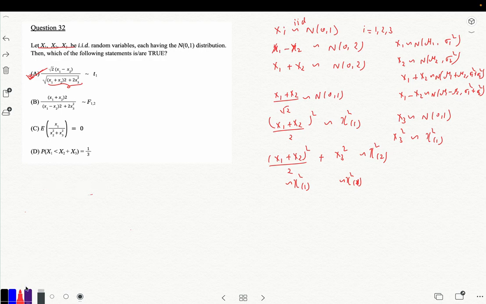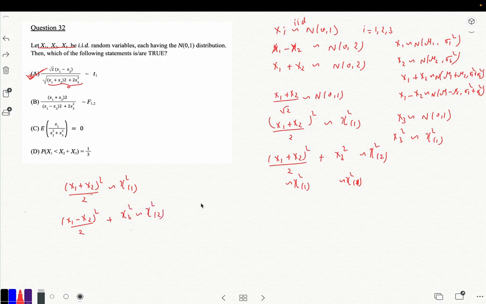So the upper function that we are having is x1 plus x2's whole square. Now we know that x1 plus x2's whole square divided by 2 is following chi square 1. And what about the denominator part? That is x1 minus x2's whole square divided by 2, plus x3 square, which would follow chi square 2.